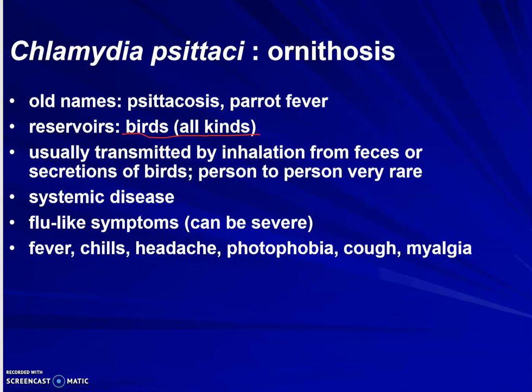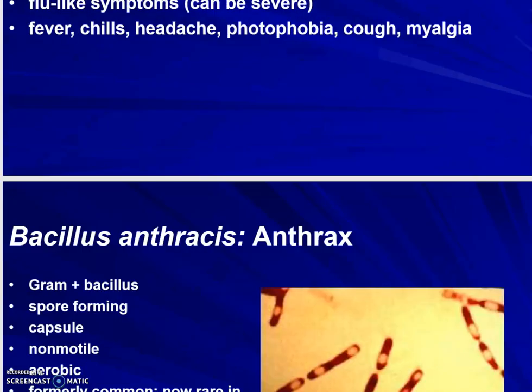It's a systemic disease. It means it's body-wide. You can have these flu-like symptoms that can be severe. And so here would be a kind of sounds like coronavirus in a way. Fever, chills, a headache, photophobia, which means you don't want to be in the light. You cough and your muscles hurt, the myalgia.